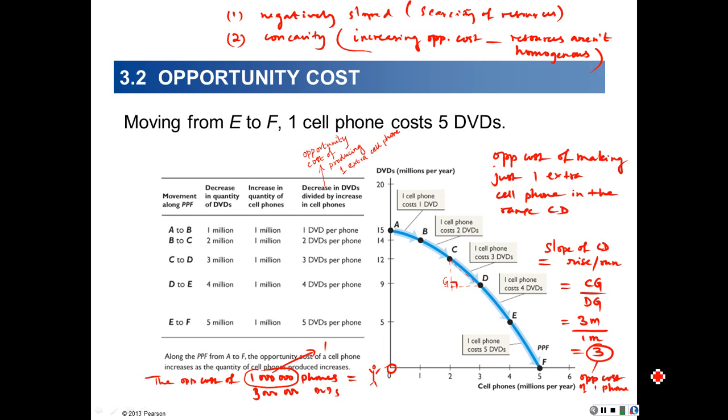Would it be a third of a cell phone? It would be a third of a cell phone. Exactly right. Because how would you write this? You would say that the opportunity cost of 3 million DVDs is equal to 1 million phones. Is that right? In that range, C to D, correct?